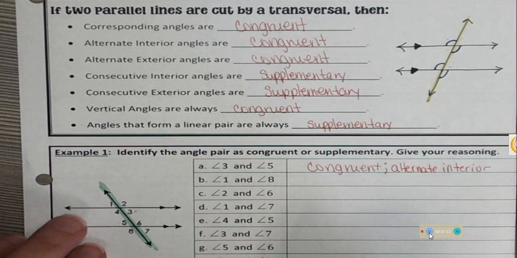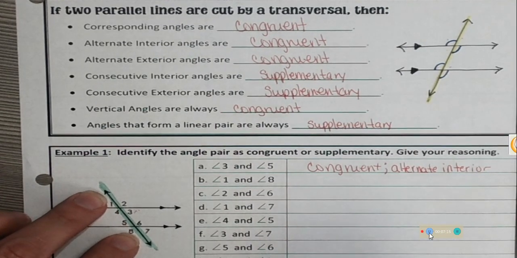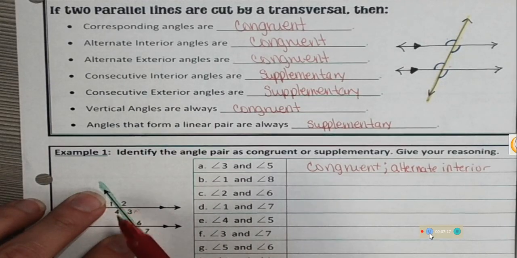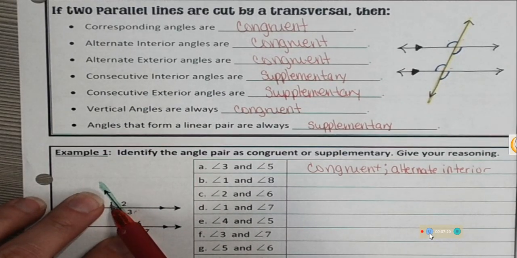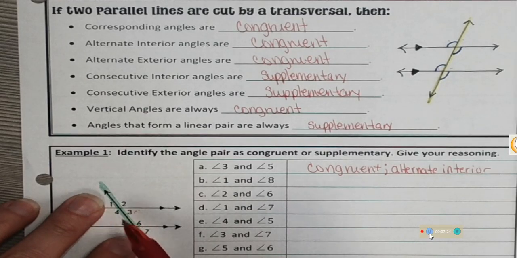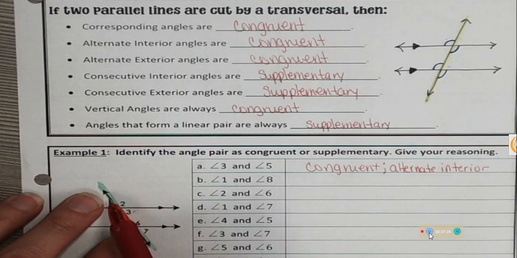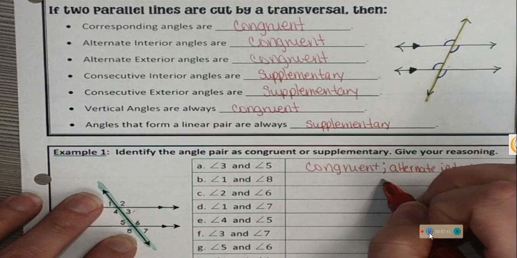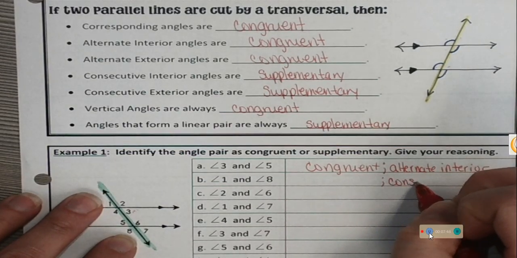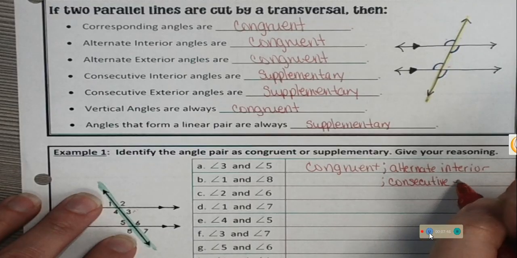Okay. All right. Look at angles 1 and 8. Are they on the same side of the transversal or alternate sides? Same side. Are they corresponding? So they would be same side, same spot. No, that's your top left. That's your bottom left. So they're not corresponding. Are they interior or exterior? Exterior. So we would classify this as consecutive exterior.